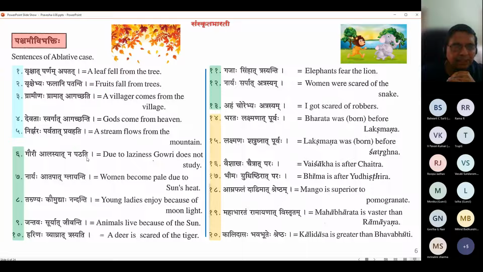Alasya is the reason for non-reading. Sun heat is the reason for getting tired. Glayanti. Becoming pale is a little bit far interpretation. Here it's more in the sense of flowers that become mature and then droop down. That sense is there in the glaya. Then Kaumudyaha Nandati. Here the moonlight is the cause of harsha in the Tarunis. Surya is the cause of life. Vyagra is the cause of bhiti.